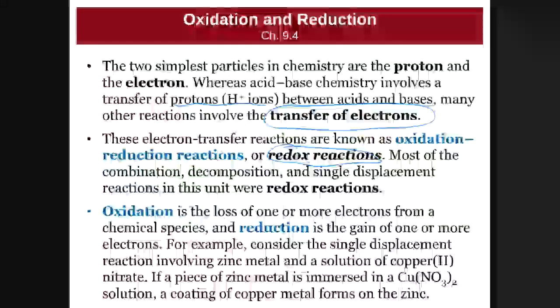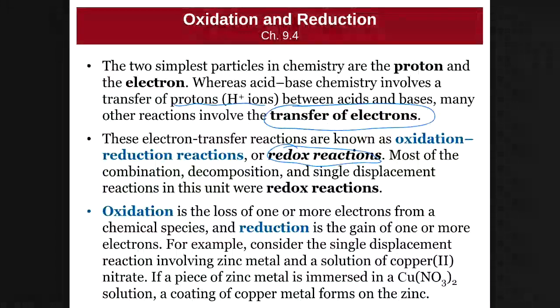So oxidation is the loss of one or more electrons from a chemical species, and reduction is the gain of one or more electrons. So let's consider the single displacement reaction that involves zinc metal and a solution of copper nitrate. If we put a piece of zinc metal in a solution of copper nitrate, you're going to end up getting a coating of copper metal on the surface of the zinc metal.